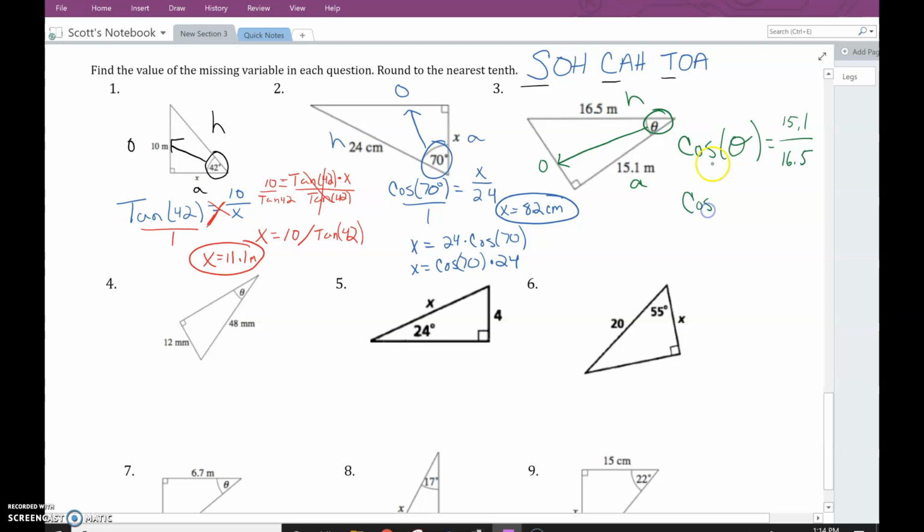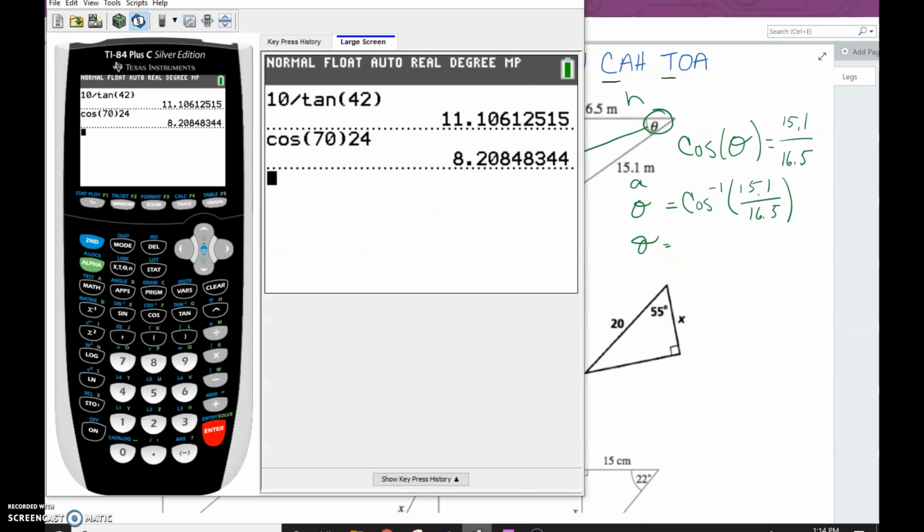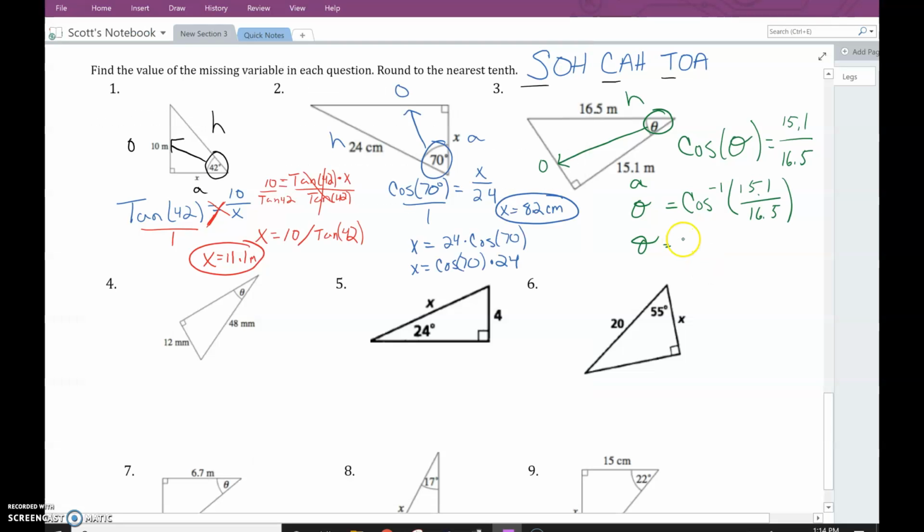So I'm going to go cosine -1, the inverse cosine of 15.1 over 16.5. That's going to be equal to our theta. So theta equals cosine -1 of 15.1 over 16.5. Remember, use the second button, second cosine, 15.1 over 16.5. That's 23.8 degrees.